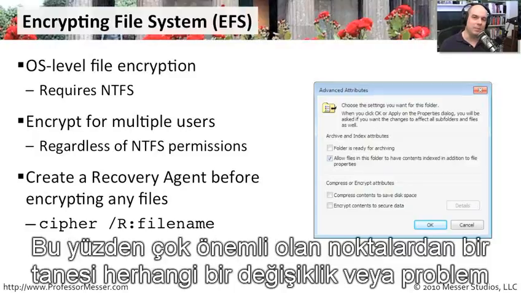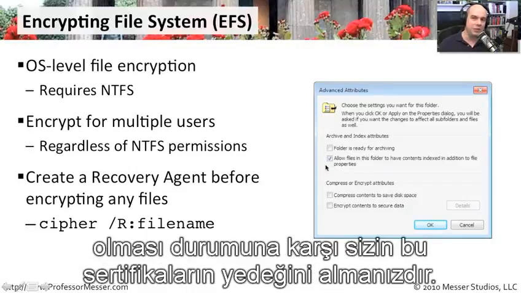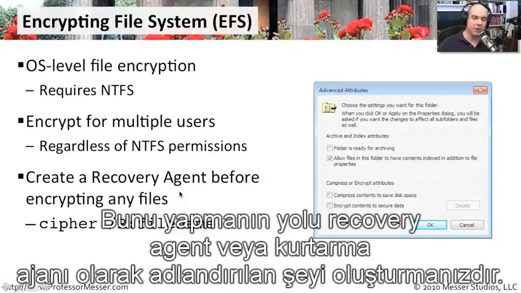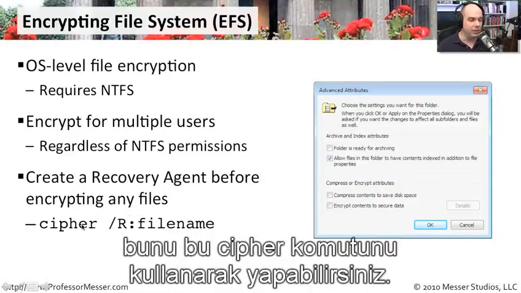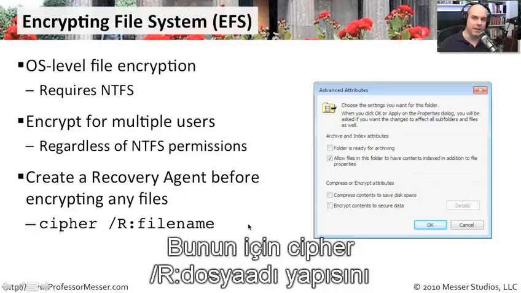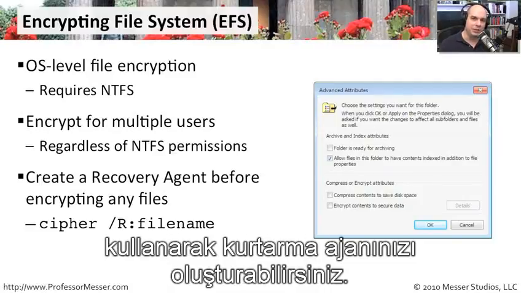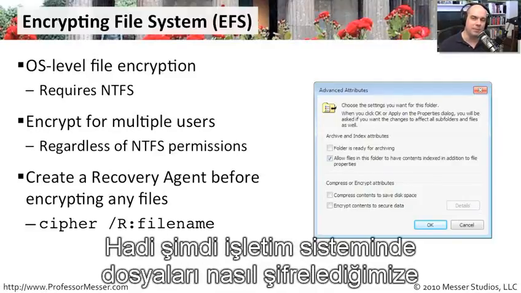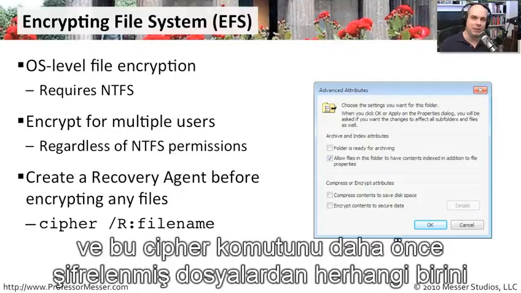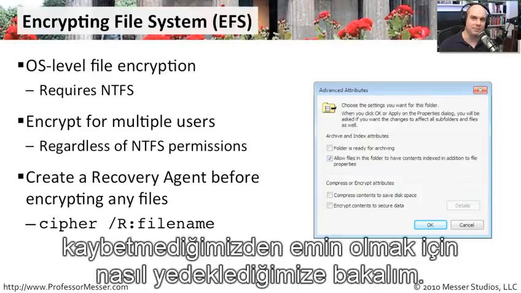So one of the things that's very important is that you back up those certificates prior to any changes or any problems occurring, and you do that by creating something called a recovery agent that allows you to recover these files later on. You can do that by using this command: cipher /r: and the file name that you would like to use to create that recovery agent. Let's look at how we might encrypt files in the operating system and how we can run that cipher command to make sure we don't lose any of these files that we've already encrypted.